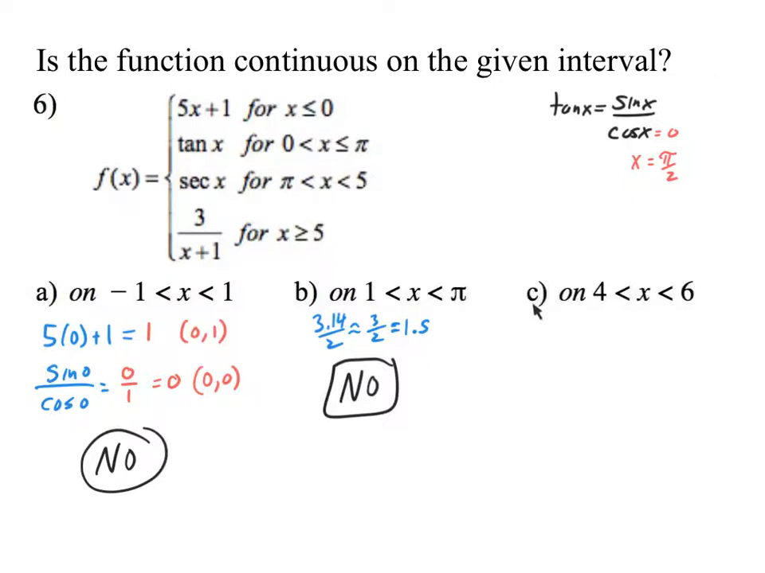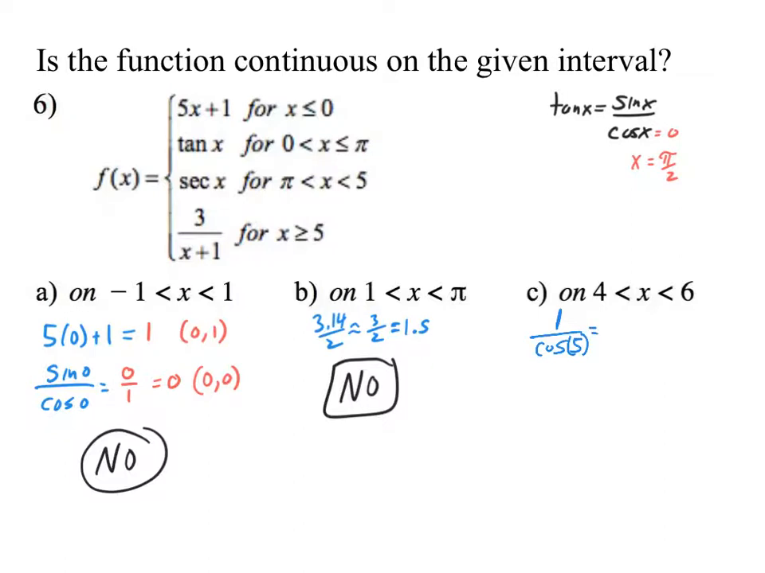Letter C here, sorry. From 4 to 6. 4 would be starting in secant, and ending in this one. So what we first want to do is check, does secant have any issues on this interval? Or we can also check, do they meet? Either one. Let's first check and see if these meet. All right, do they meet? Let us see. Secant is 1 over cosine, so 1 over cosine of 5. That's interesting. What is that going to be equal to?